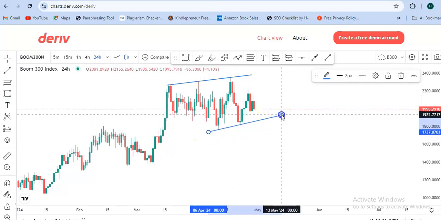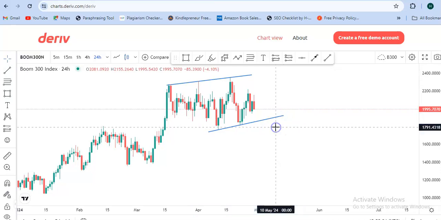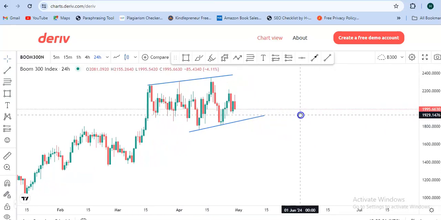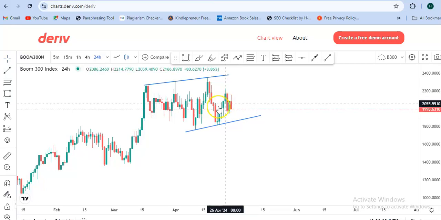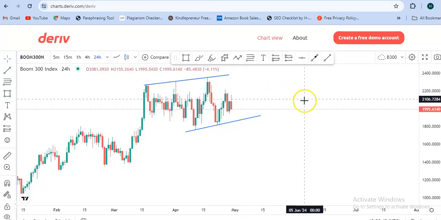I just started getting attracted to this particular pair now because of the volatility of the pair. Little movement can give you a very high profit, massive profit, guys.